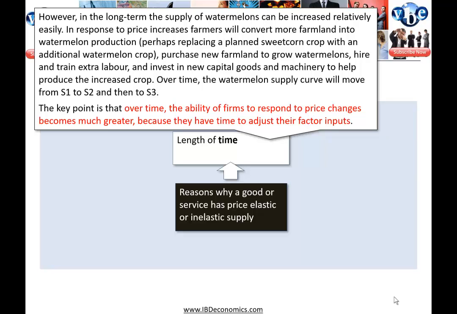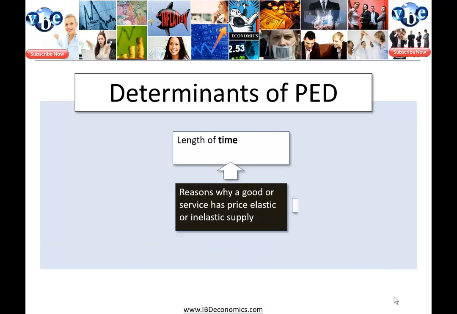So in response to price increases, farmers are going to convert more farmland into watermelon production, perhaps replacing a planned sweet corn crop with an additional watermelon crop. They can purchase new farmland to grow watermelons, hire and train extra labour in the long term, and invest in new capital goods and machinery to help produce the increased crop. So over time, the watermelon supply curve will move from S1 to S2 and then to S3. The key point here is that over time, the ability of firms to respond to price changes becomes much greater because they have time to adjust their factor inputs, which is why the supply curve becomes more and more elastic as time goes on.